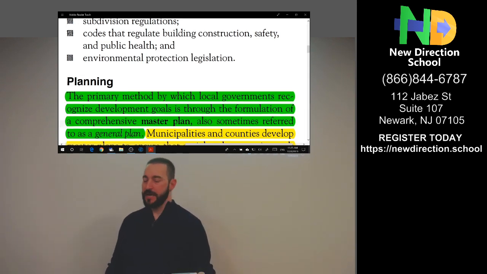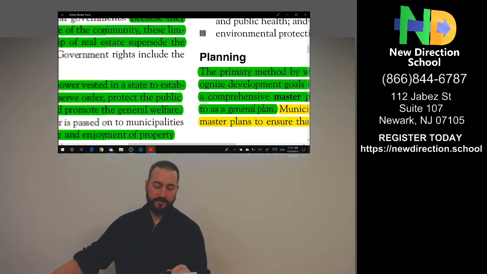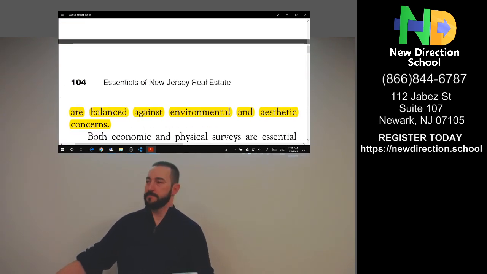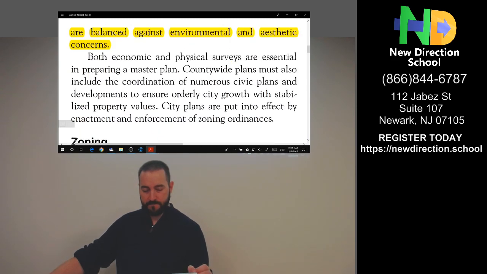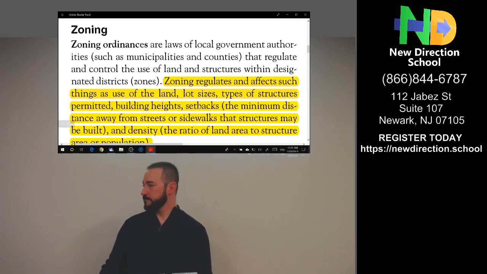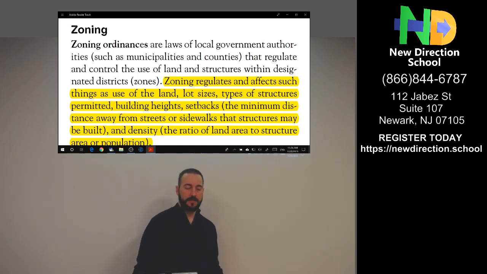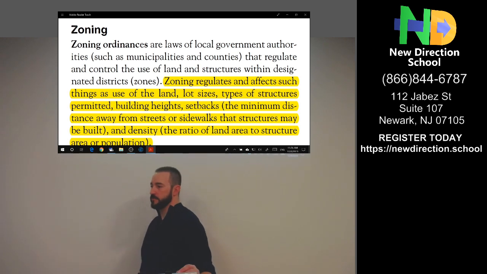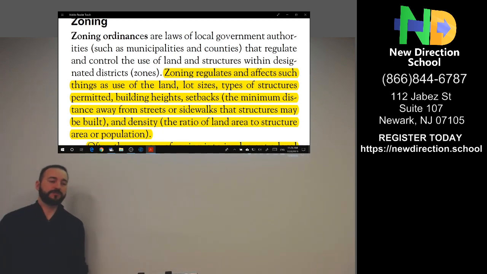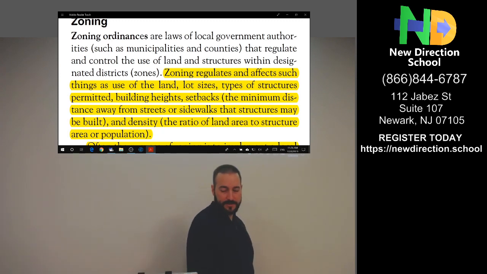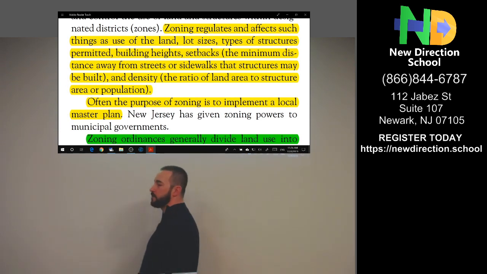Okay? Now, municipalities and counties develop master plans to ensure that social and economic needs are balanced against environmental and aesthetic concerns. Let's go to zoning. We already talked about zoning, so just highlight for now. Zoning is where they determine the size of the lots, what type of structure can be built there, all that good stuff. And often, the purpose of zoning is to implement a local master plan.